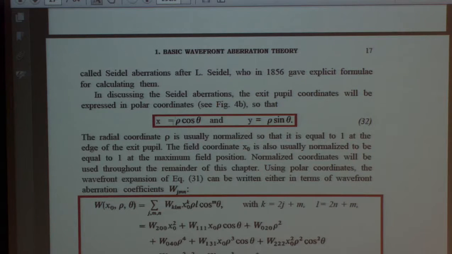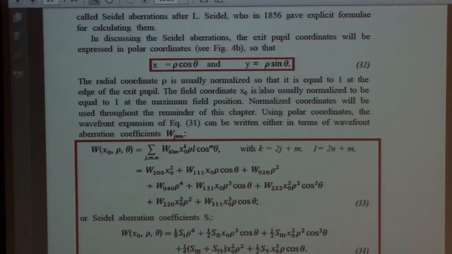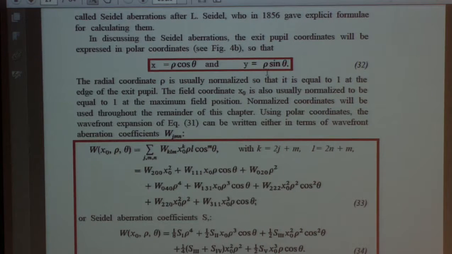expressed in polar coordinates. And so x, if we go back to the way we defined our polar coordinates at the beginning of this section, we have x is rho cosine theta and y is rho sine theta. Okay. So we normally will write this such that rho is normalized to be equal to 1 at the edge of the pupil.